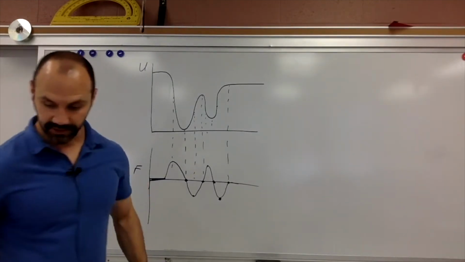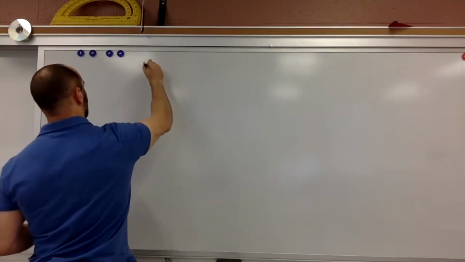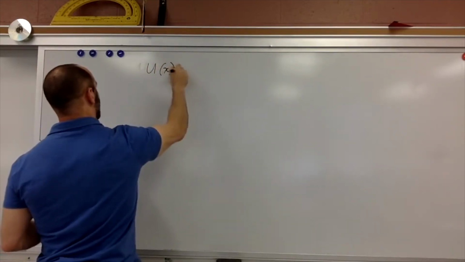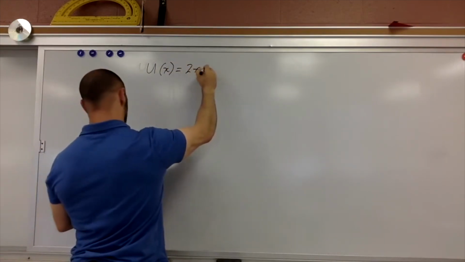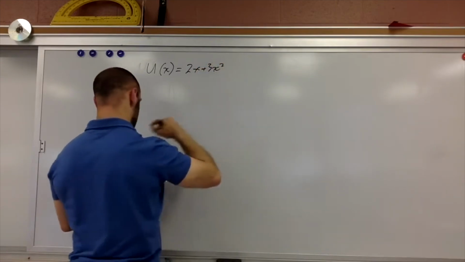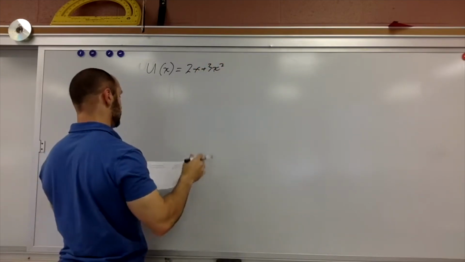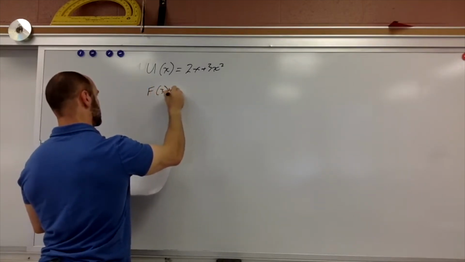So we're given a function. Here's the function of the potential energy as a function of position. So it's 2x plus 3x squared. And so we want to know the force applied. What is the F, the force at 3 meters?